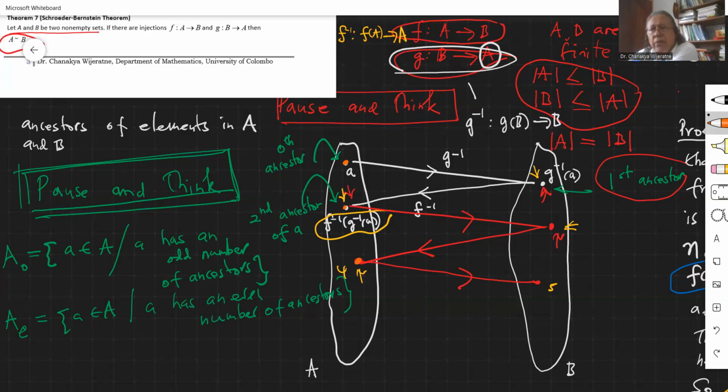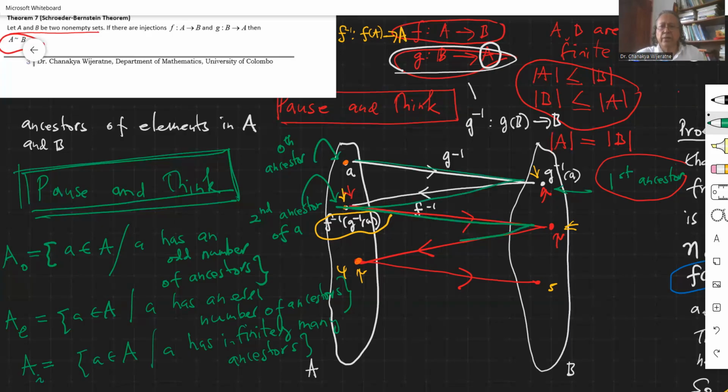And then, of course, we could have elements in A that have infinitely many ancestors. And this we denote by AI. This goes without an end, continues forever, until the end of time.